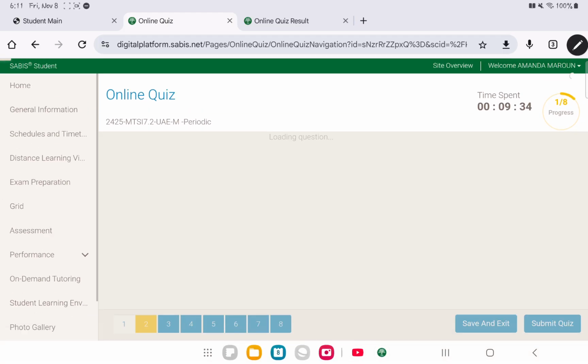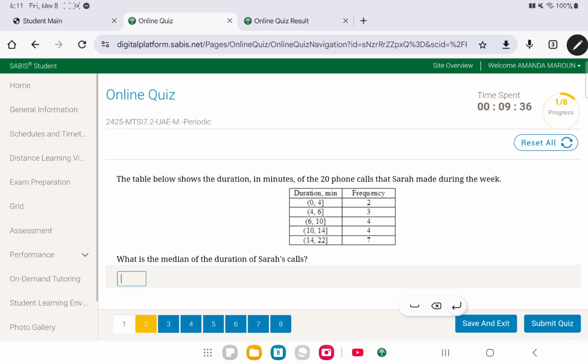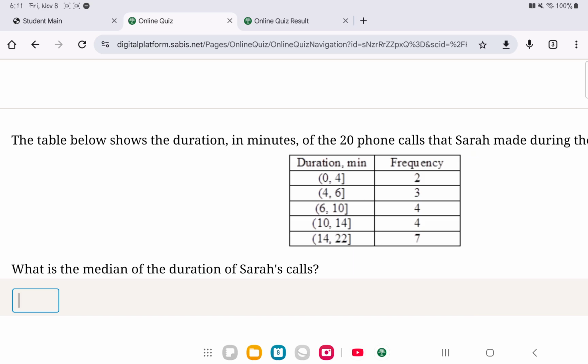Now we move on to question number 2. The table below shows the duration in minutes of the 20 phone calls that Sarah made during the week. What is the median of the duration of Sarah's calls? So they need the median of the duration of Sarah's phone calls.